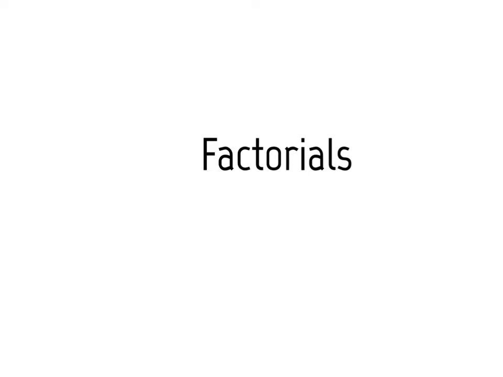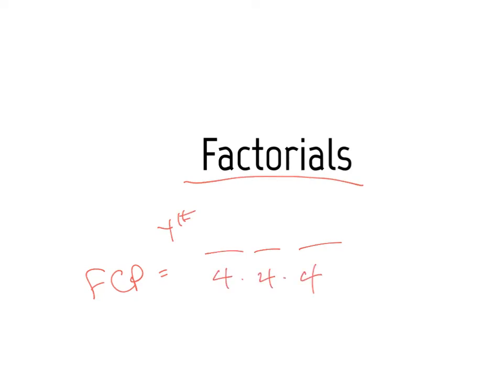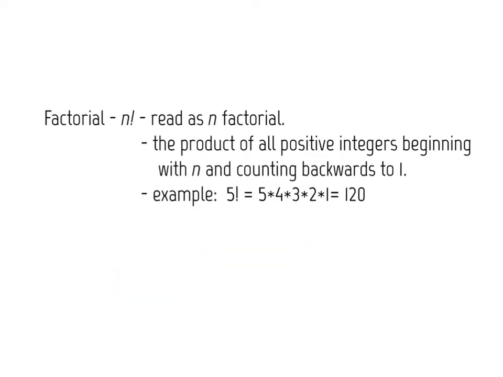Today we're going to talk about factorials, which, if you remember the fundamental counting principle, quick review, fundamental counting principle, there were four possible numbers, so 4 could go here, 4 could go here, and 4 could go there. You could have a number in each spot. With a factorial, it's a little bit different.